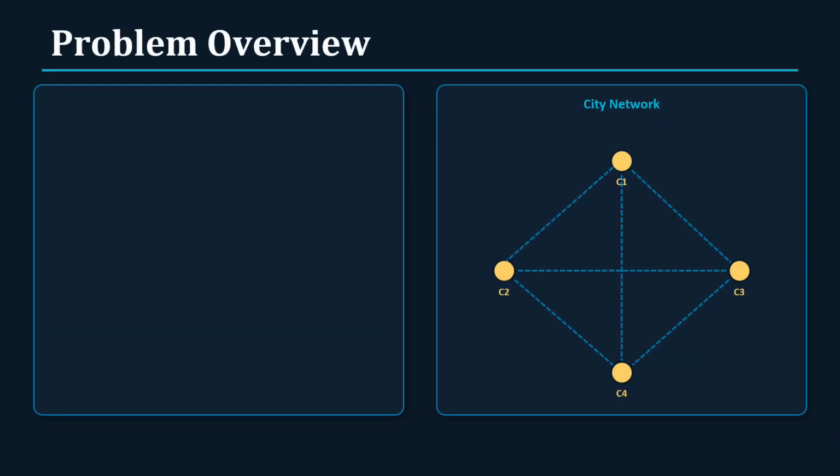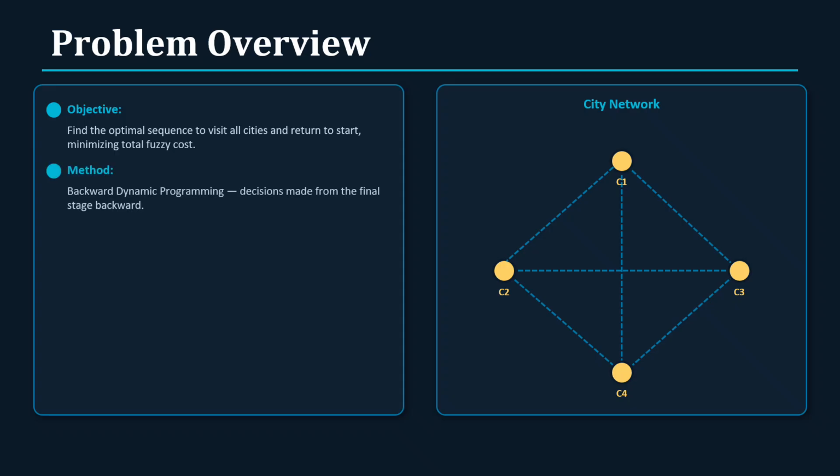In this problem, we want to find the optimal order to visit 4 cities, starting from the origin city, visiting each city exactly once, and returning to the starting point, while keeping the total fuzzy travel cost as low as possible. The solution method is backward dynamic programming.